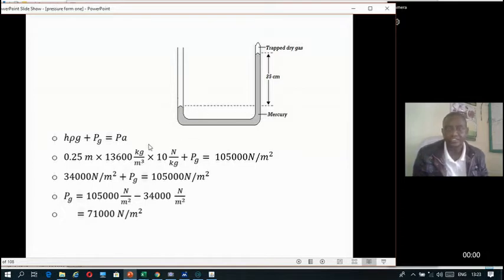Then you equate 0.25, 13,600 is the density of the liquid, then multiply by 10 plus pressure of the trapped gas equals 105,000 Newton per square meter. Like what we had said, the pressure of this gas here. So you go with the substitution until you get the pressure of the gas, which is 71,000 Newton per square meter. We are together at that level.